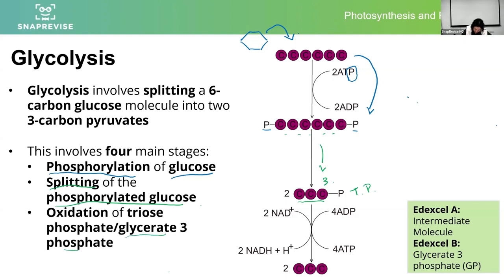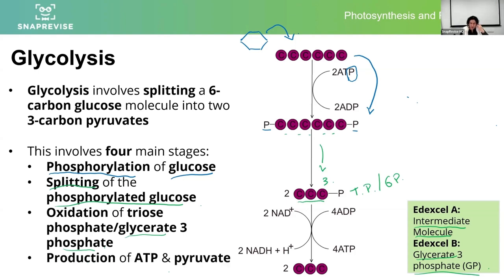glycerate 3-phosphate, glycerate phosphate in OCR. Or actually in Edexcel A, it's also called an intermediate molecule, whereas in Edexcel B, it's called glycerate 3-phosphate. You'll know, depending which exam board you are.